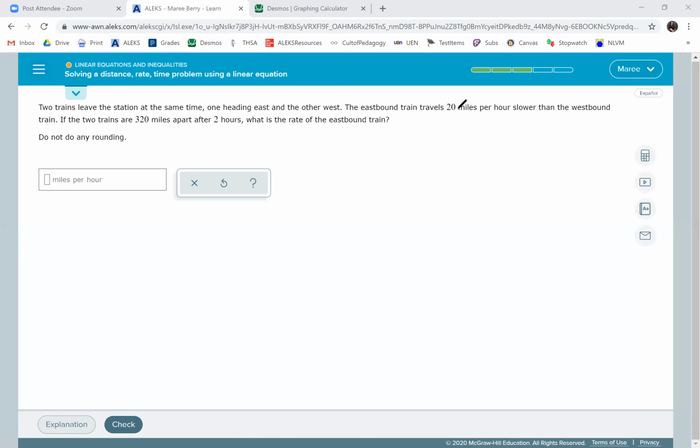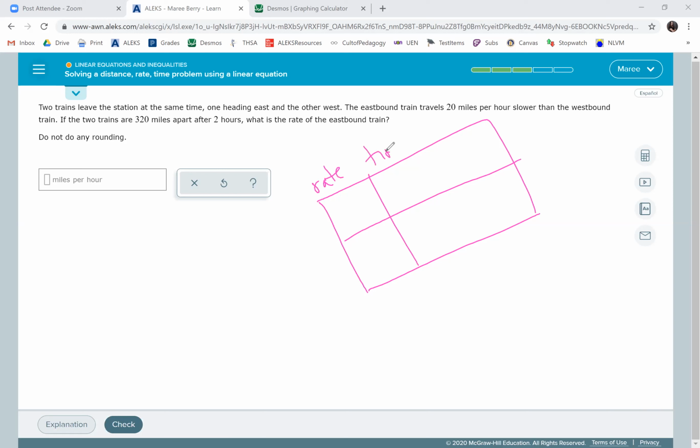Okay, we have eastbound and westbound, 20 miles per hour slower than the westbound train. If two trains are 320 miles apart after 2 hours, what is the rate of the eastbound train? So let's draw our table. We have east and west again. Rate, time, multiply them to get distance. So we have east and west. 20 miles per hour slower than west.